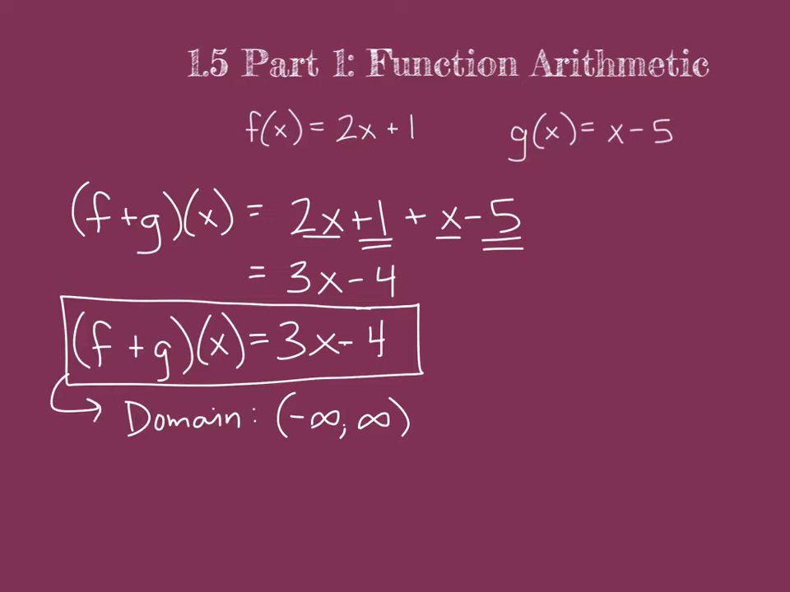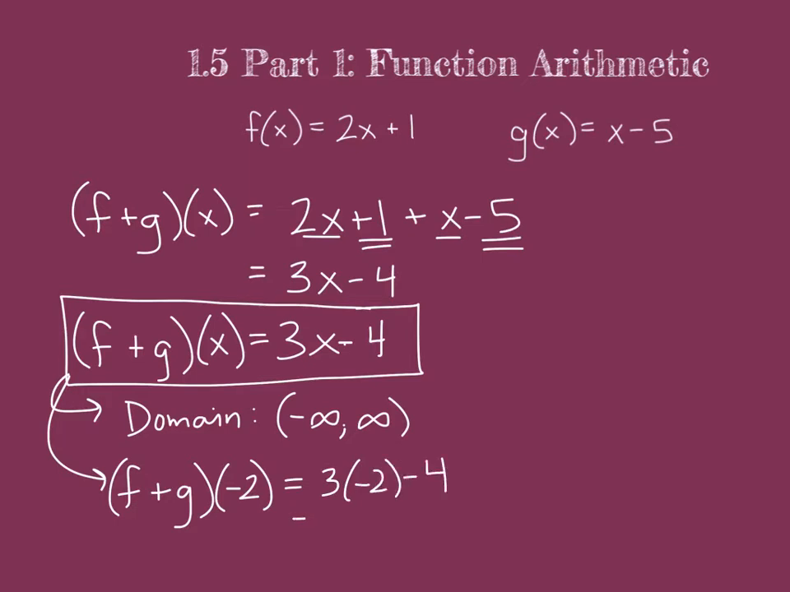Let's do one other thing with this new function. Let's evaluate it at a point, at a value. So let's find f plus g of negative 2. All that means is this is our new function, f plus g, that's its name, and all this means is let's plug negative 2 into this new function. So we're going to have 3 times negative 2 minus 4, which will give us negative 6 minus 4, or negative 10. So these are just a couple things we can do with this new function that we've created through arithmetic.